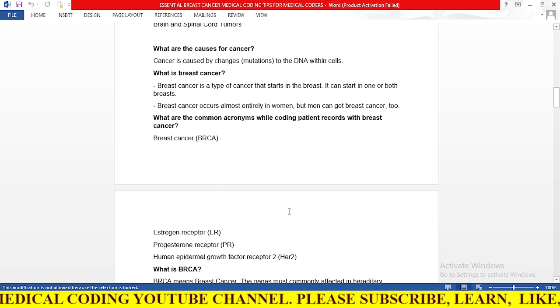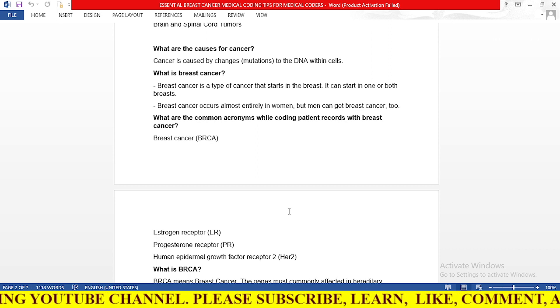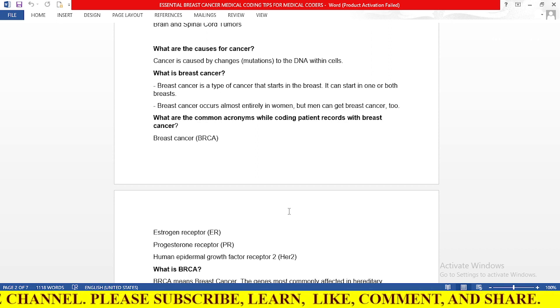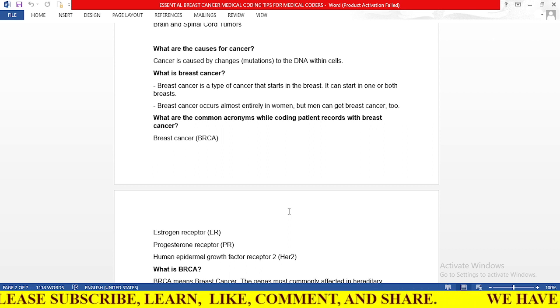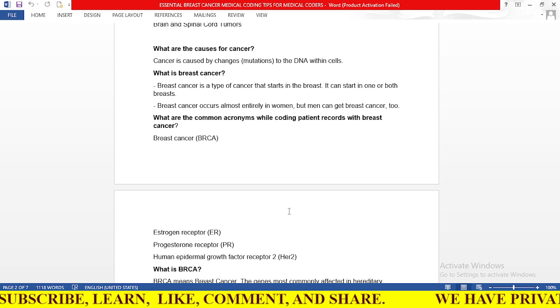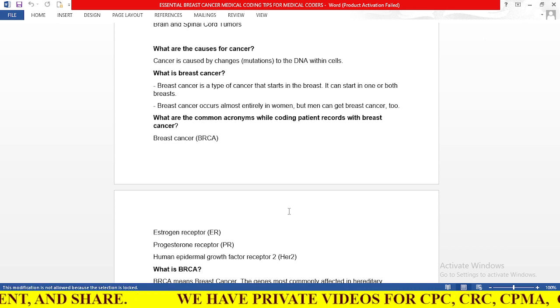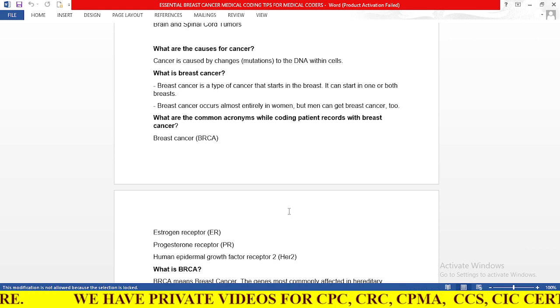Basically, what are the causes of cancers? Cancer is caused by changes to the DNA within the cells. All of us know everyone has separate DNA, usually called deoxyribonucleic acid. Every person has different DNA, so because of changes in DNA, persons develop cancer.